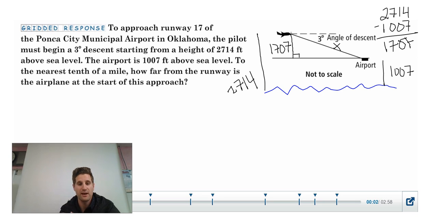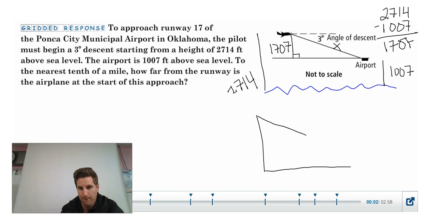Okay, so now we actually have a viable triangle. So I'm going to rewrite this triangle. And again, it's not to scale, so we don't have to worry. So how far is it from the airport? It's 1,707 feet in the air, and it has 3 degrees, an angle of depression. Okay, so I put the 3 in the wrong spot, didn't I? All right. So the angle, the 3 degrees, is right here.